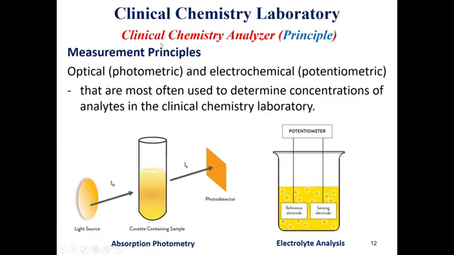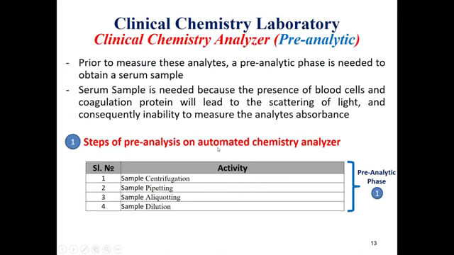For the measurement principles of the clinical chemistry analyzer, we have two types of principle. We have optical one and electrochemical one. The optical one is photometry, which is based on the measurement of the absorption made by the analytes. We have the potentiometry, which is also used to measure certain analytes. So these are the principles, and the photometry will be covered in a separate video or part.